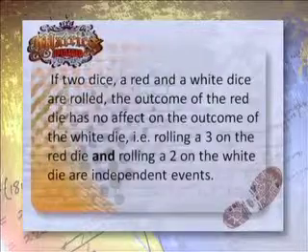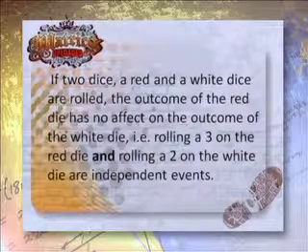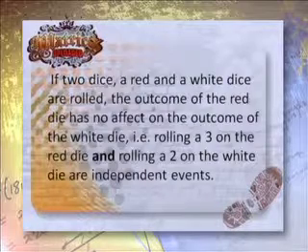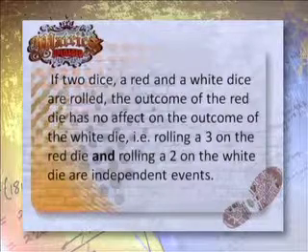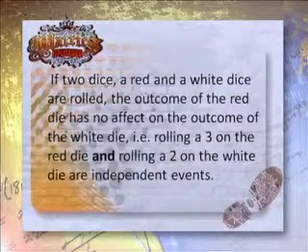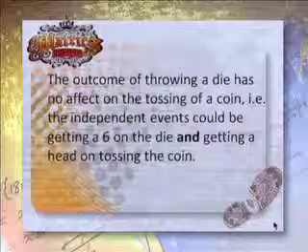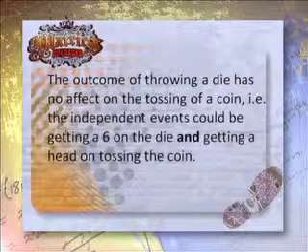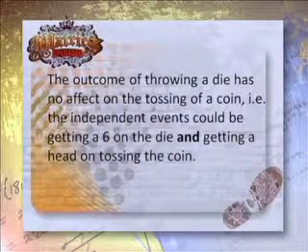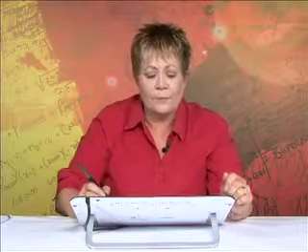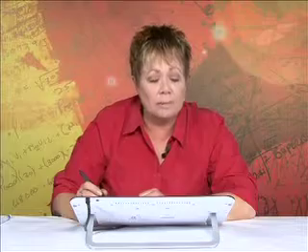If two dice, a red and a white die, are rolled, the outcome of the red die has no effect on the outcome of the white die. In other words, rolling a 3 on the red die and rolling a 2 on the white die are independent events. They do not have an effect on each other. So the outcome of throwing a die has no effect on the tossing of a coin. In other words, the independent events there could be getting a 6 on the die and getting a heads on tossing the coin. Let's have a look at some more examples.